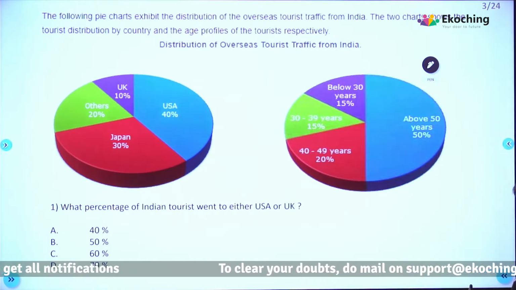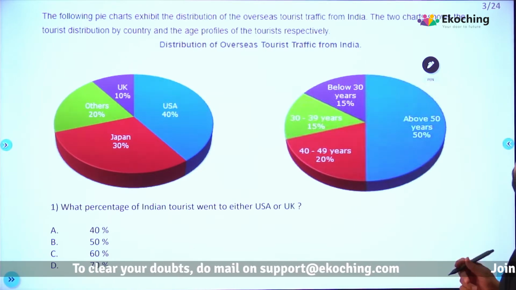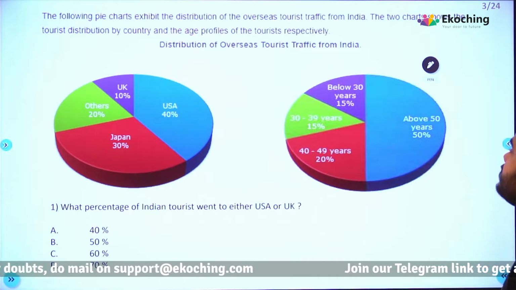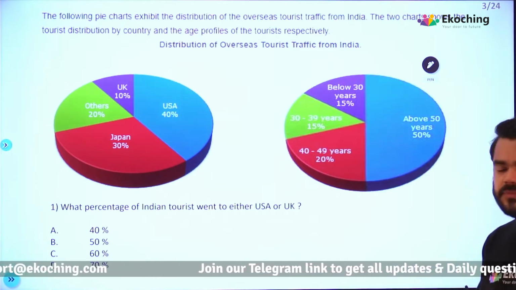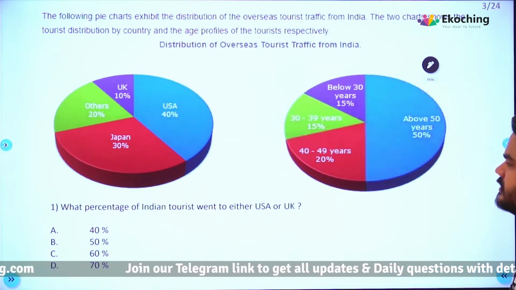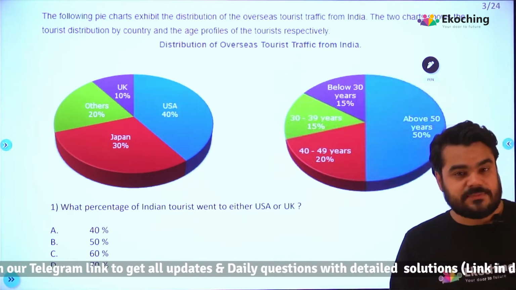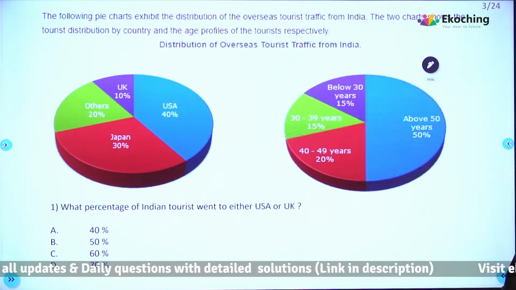The following pie charts exhibit the distribution of the overseas tourist traffic from India. The two charts show the tourist distribution by country and age profiles of the tourists respectively. So this is the distribution of the tourists. Okay. Now the first question is, what percentage of Indian tourists went to either USA or UK? Very simple question, very easy. Pause the video for about 45 seconds and try to solve it on your own.